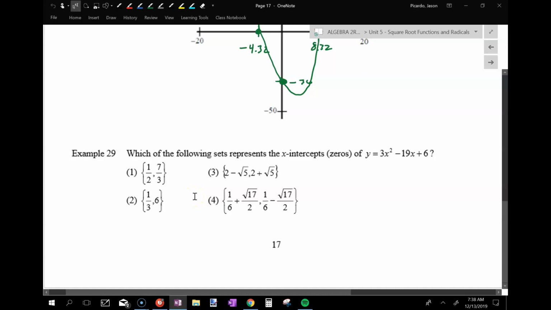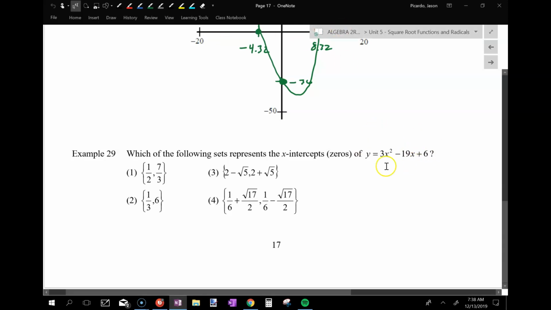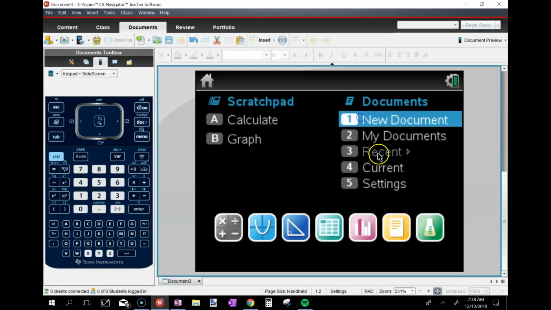So when you see a question like this, which of the following represents the x-intercepts, another word for zeros, another word for roots, another word for solutions, of this quadratic, okay? So I like to go from easiest method to hardest method, right? What would be the easiest way to get the roots? Graphing requires me to type it in. Yeah, polyroots is the easiest way, right? Polyroots is by far the easiest way to do it. So let's go ahead and polyroot it.